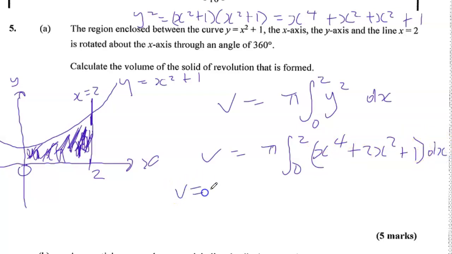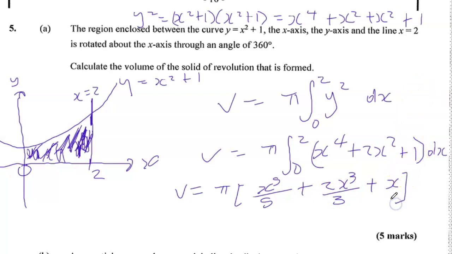So we end up with V is pi, and the integral: add 1 to the x power, divide by the new power. So add 1, we get 5, divide by the new power, that's 5. Add 1, we get cubed, so we divide by 3, and integrate 1. 1 is the same as x to the power 0, so add 1, x to the power 1 over 1, so that's just x. And the limits are 2 and 0.